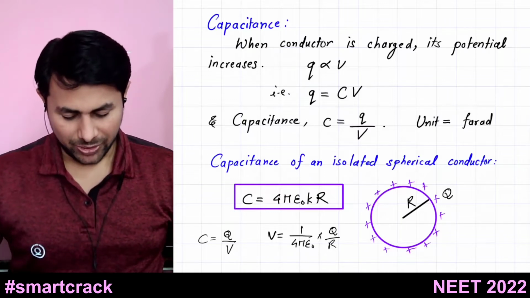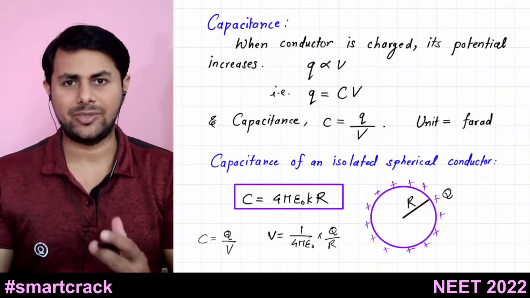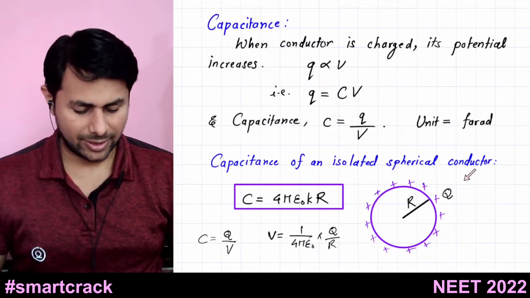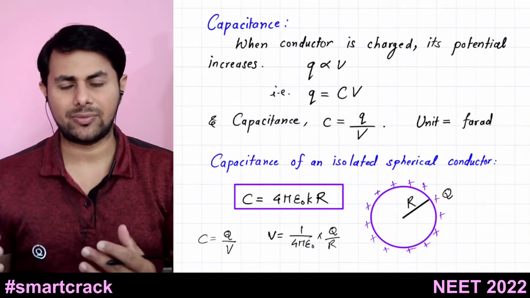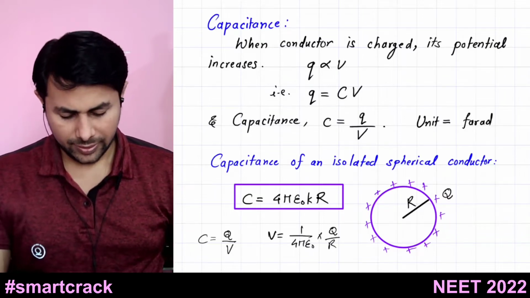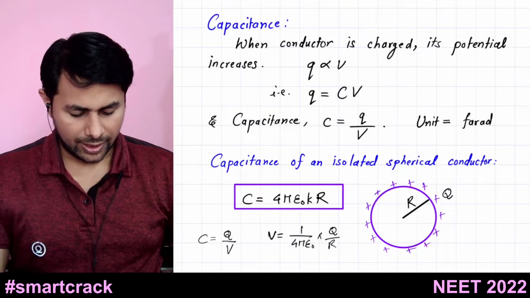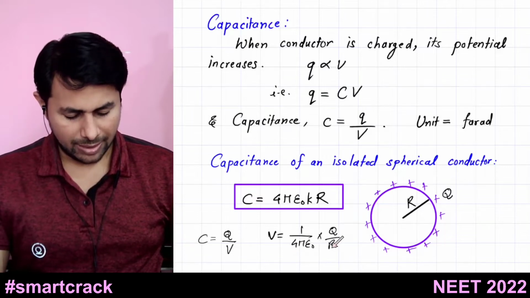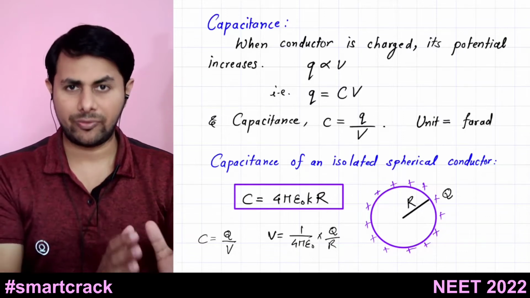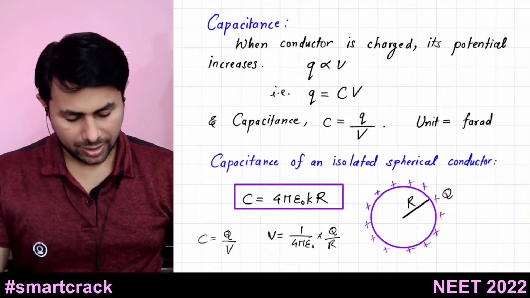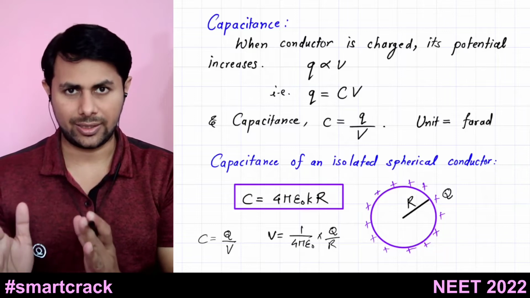So let's move on and see the capacitance of some systems now. First, the capacitance of an isolated spherical conductor. You have a spherical conductor like this. What would be the capacitance of that conductor? The potential due to this conductor is 1 over 4 pi epsilon naught times Q over R. If you take this 4 pi epsilon naught R to the other side, you get Q equals 4 pi epsilon naught R multiplied by V, that is the constant times V, and therefore the capacitance of this conductor is that constant, 4 pi epsilon naught R.